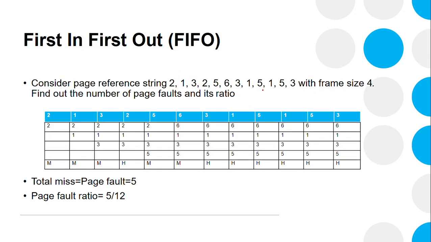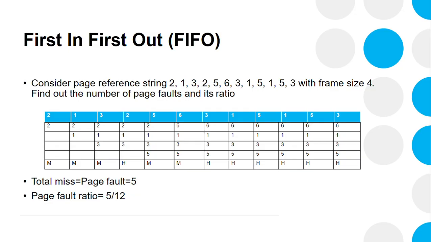One more example will be taken for FIFO, that is first in, first out. Whoever is first will come out first. Over here, you can see the string length. It is 2, 1, 3, 2, 5, 6, 3, 1, 5, 1, 5, 3. That is, the total string length is 12.